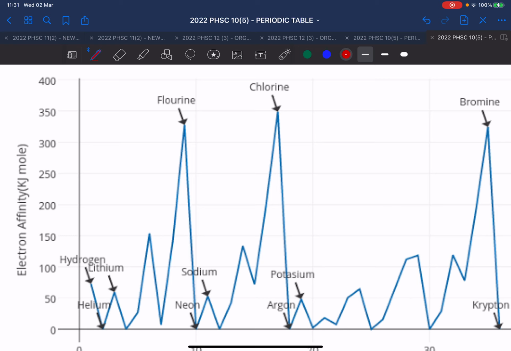You with me? Okay. I can ask a question like in period 3, then you check period 3 goes from sodium to argon. Where do I find it here? From sodium to argon there. Which one will have the greatest electron affinity? Then you see it's chlorine. Why? Because chlorine needs one electron for its electrons to be paired, orbitals to be filled, so it releases the most energy when it receives an electron. You get it? Yes. Okay.